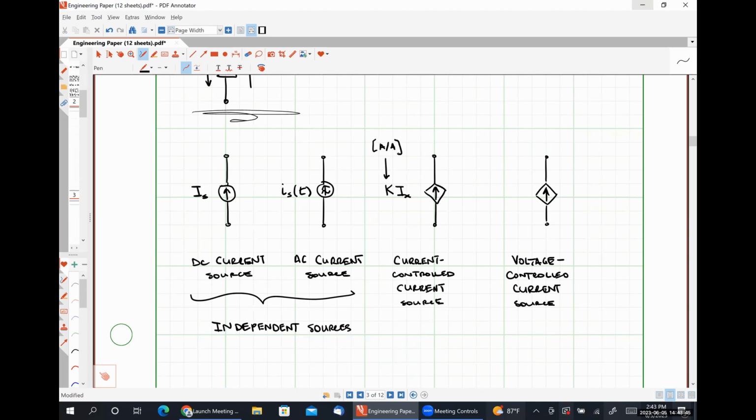And for our voltage-controlled current source, we are going to have a scaling parameter G, which represents the transconductance, times Vx, and the units of our transconductance or scaling parameter is amps per volt. So once again, these are both current sources, regardless of whether it's controlled by a voltage or a current.